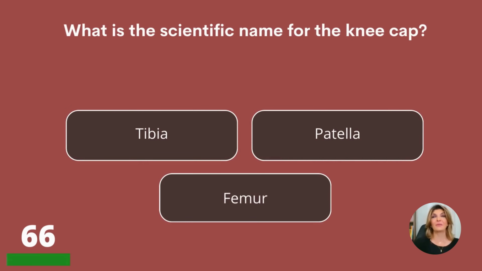What is the scientific name for the kneecap? Tibia, patella, or femur?